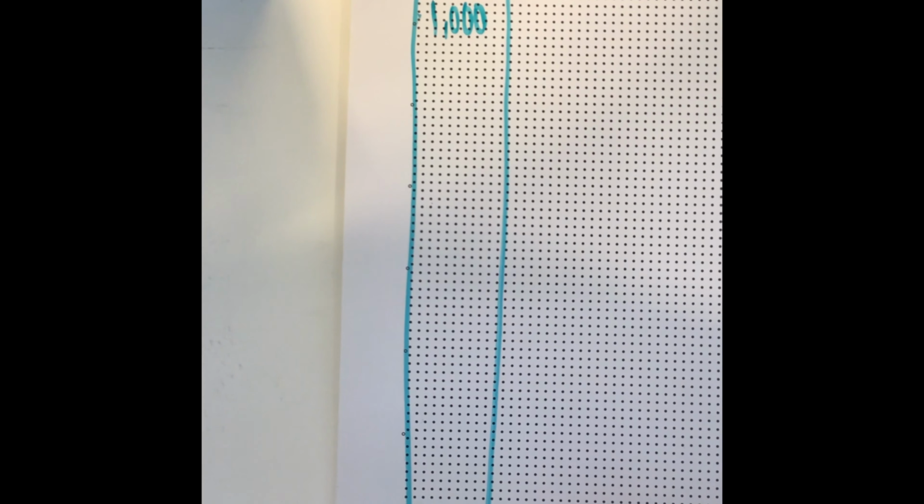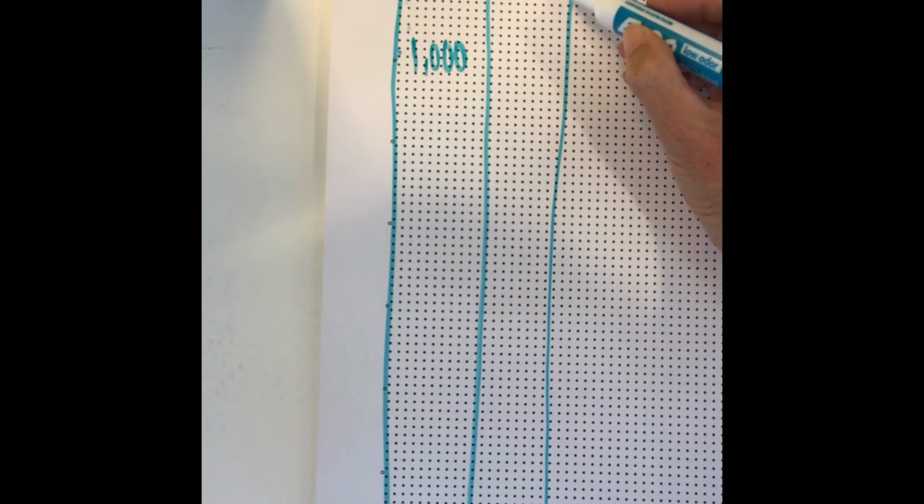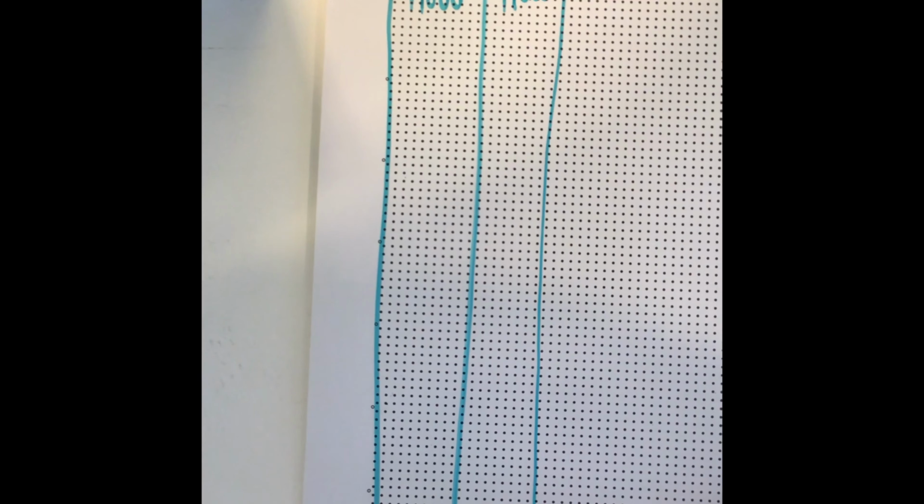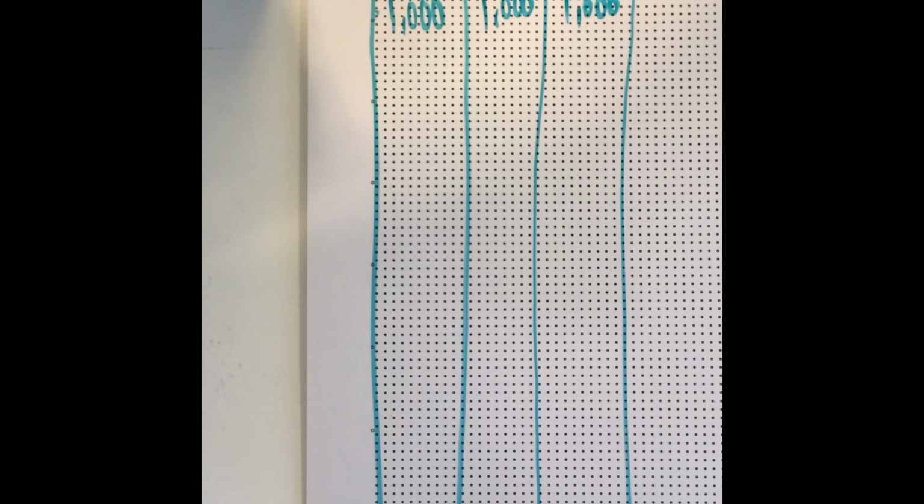And then they're going to draw another 1,000. And I'm using those circles, those little circles. And then there's little X's on this side. So this is another 1,000. And then they've got 3 of them. There's another 1,000. So they've got 3 thousands.